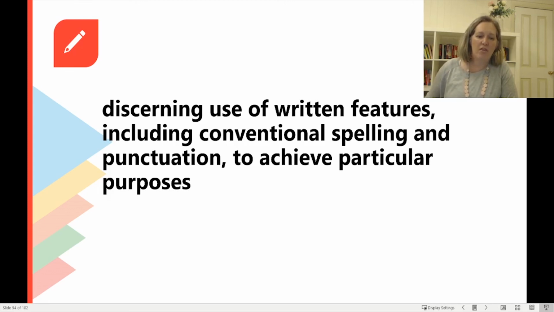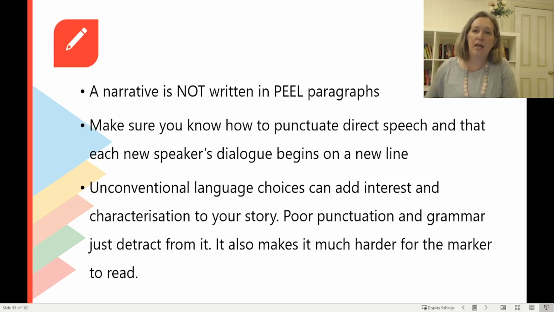Make sure that any dialogue that you use is punctuated correctly. So here's a few tips. A narrative's not written in PEEL paragraphs, okay? So we need to get out of that very formulaic structure. You have to know how to punctuate direct speech, and you need to know that every speaker begins on a new line. And if you need to revisit things like this, then it's worthwhile doing so.